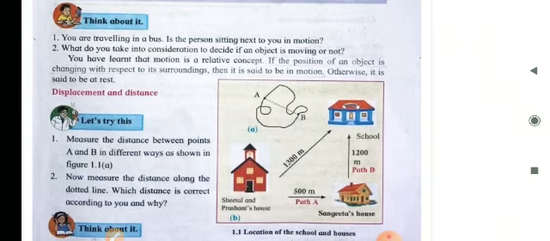What do you take into consideration to decide if an object is in motion or not? So let's answer the first question. The person sitting in the bus is at rest if I am the observer and is in motion for an observer outside the bus. The observer is considered to decide if an object is moving or not.